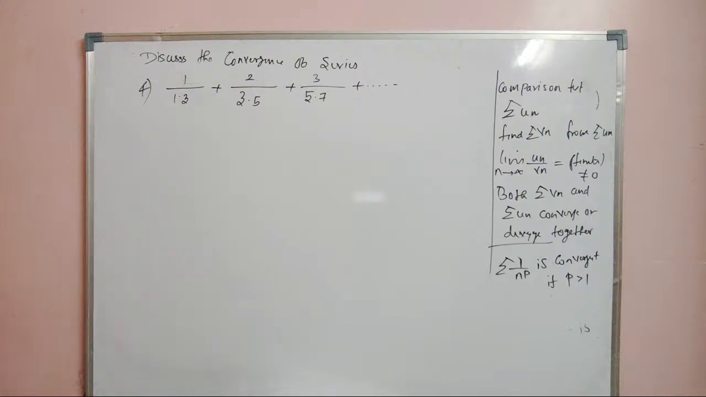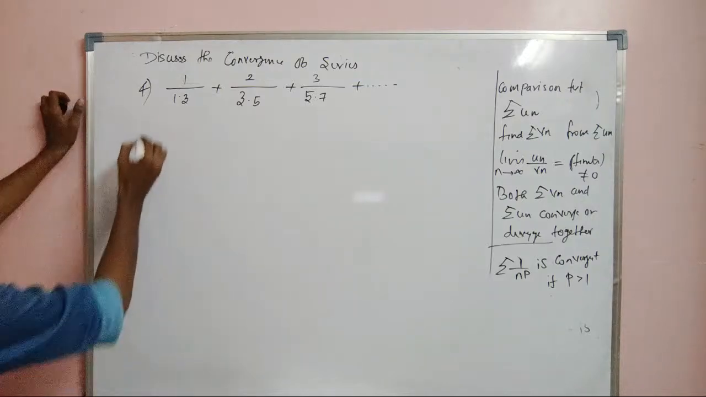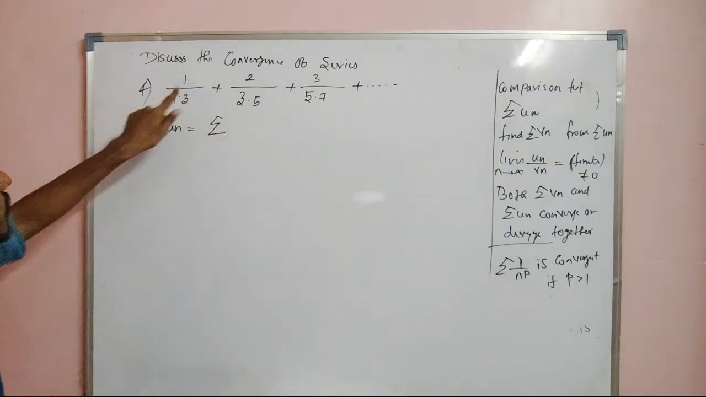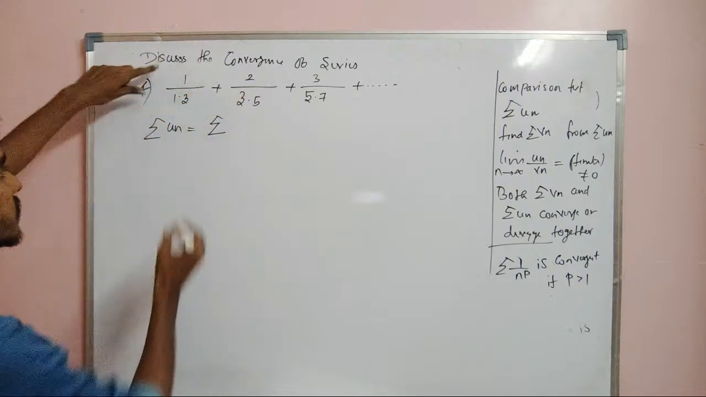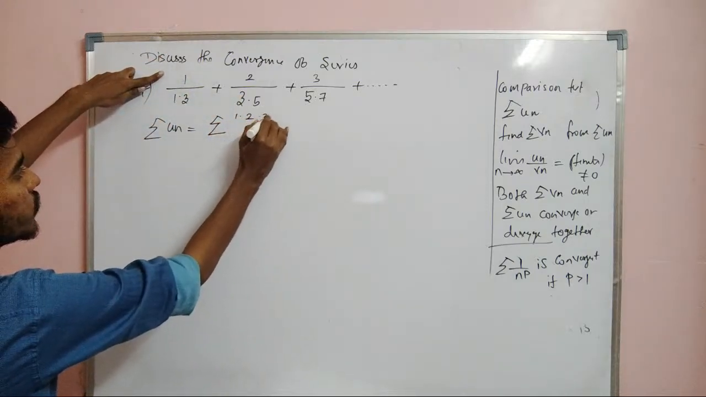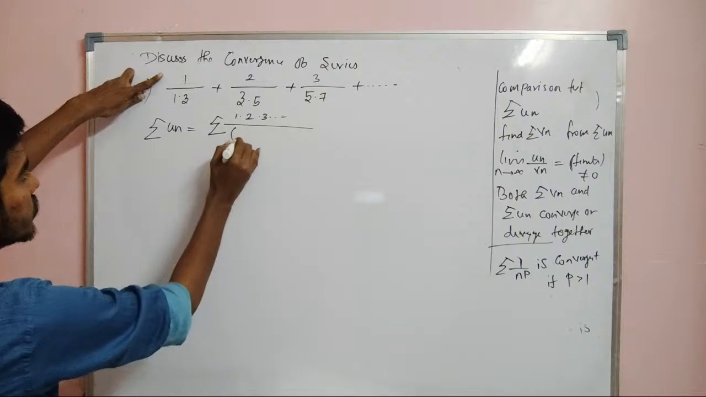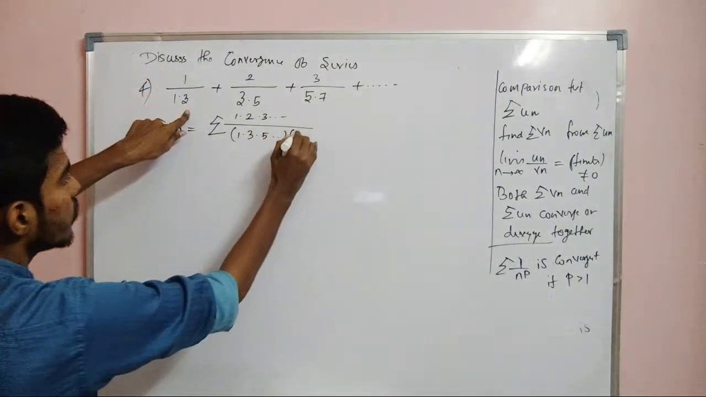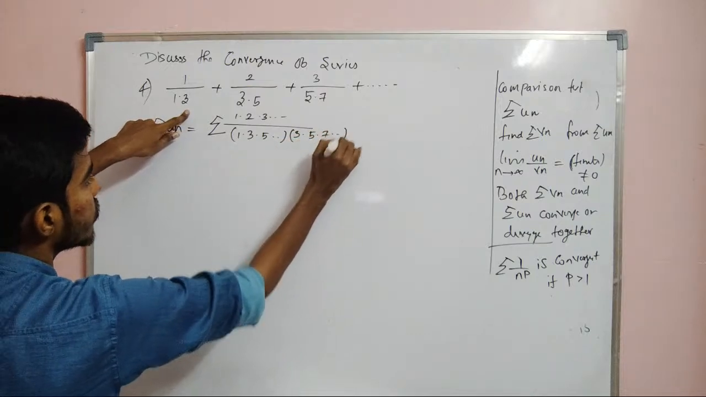Okay. So first we will find the nth term of the series. So what is summation un? So this is nothing but summation. You can see that in numerator also the term is changing. So in numerator we will have 1 into 2 into 3 and so on. And the first term we will have 1, 3, 5 and so on. And second term we will have 3, 5, 7 and so on.